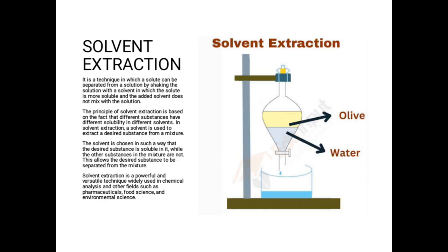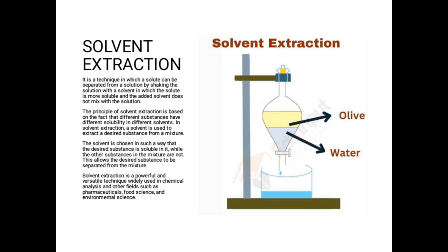Solvent extraction is a method in which a solute can be separated from a solution by shaking the solution with a solvent in which the solute is more soluble and the added solvent does not mix with the solution. The principle of solvent extraction is based on the fact that different substances have different solubility in different solvents. So in solvent extraction, a solvent is used to extract a desired substance from a mixture.